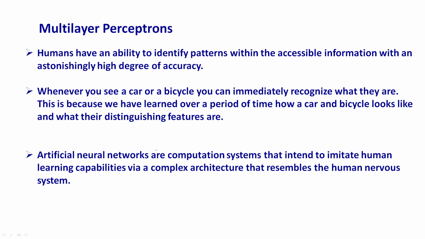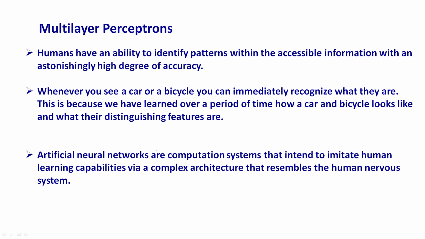Humans have the ability to identify patterns very easily, right. So, whenever artificial neural network computer systems intend to imitate that human learning capability, we have to create a complex architecture like we have in the brain, right. That is what you have to do, because only then can we have better decision-making capability, and better decisions can be made much faster and with much higher accuracy.